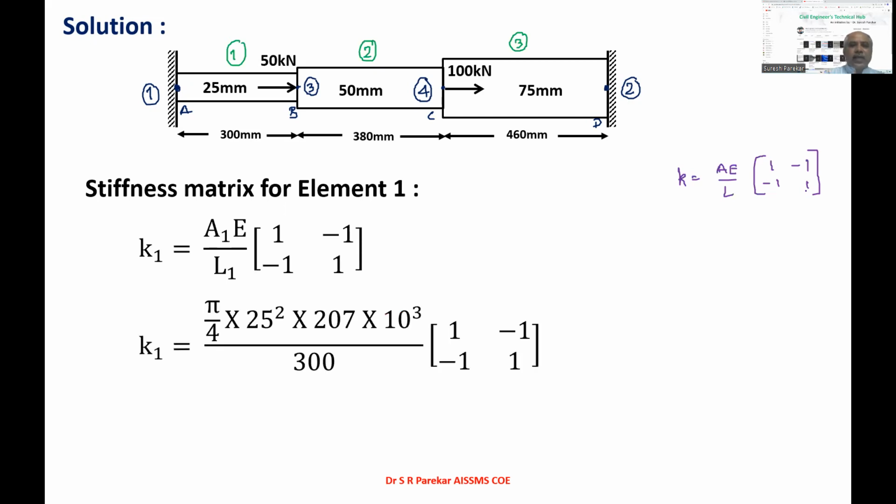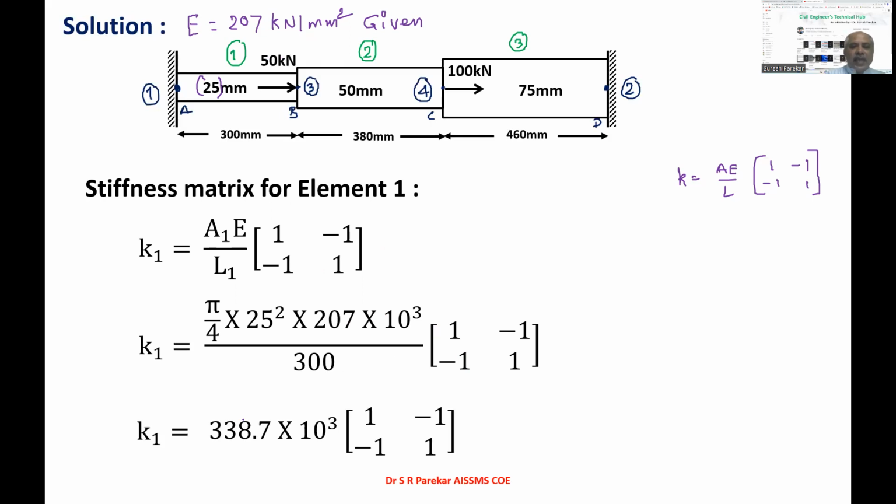Now for A1, we have the diameter as 25 millimeters, so pi by 4 into 25 square. The value of E is not mentioned on the figure, but it is given in the problem, E as 207 kilonewton per mm square. Now I will convert it into Newton per mm square, so 207 into 10 raised to 3. L1 is 300, times 1, minus 1, minus 1, 1. If we solve this, I will get 338.7 into 10 raised to 3.